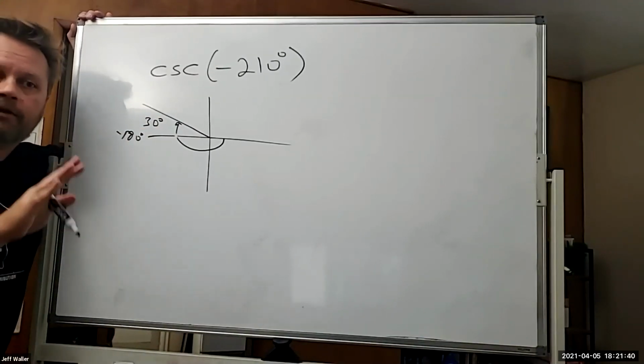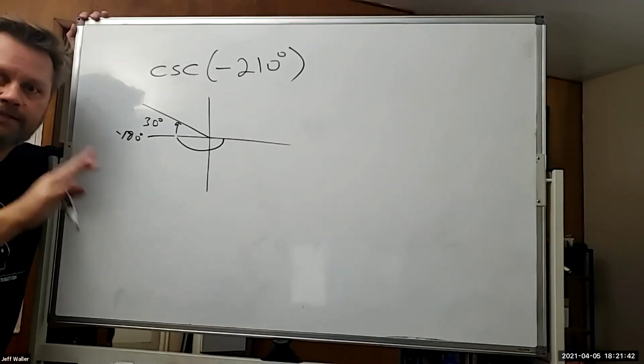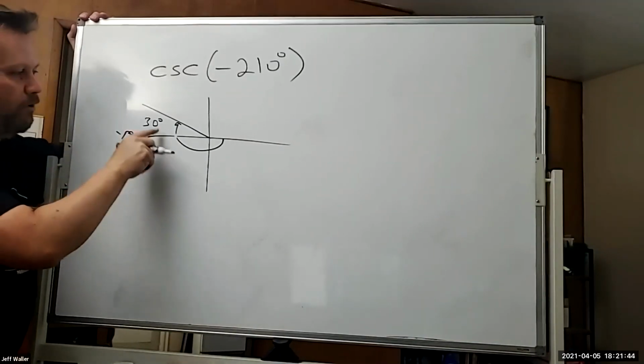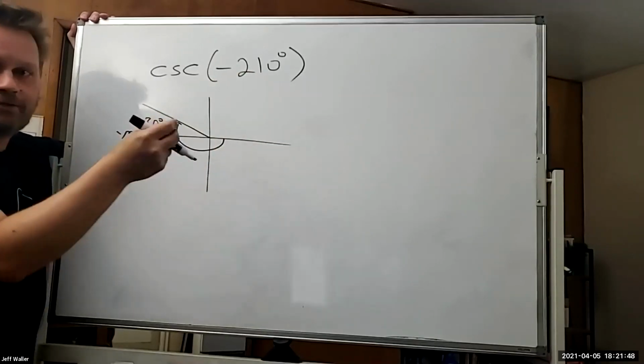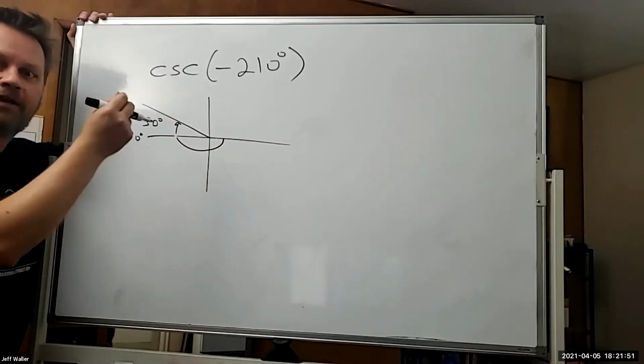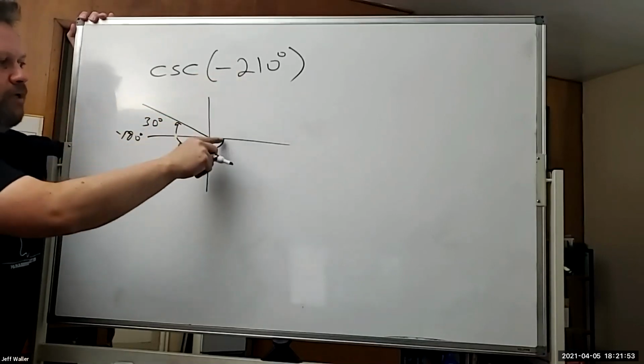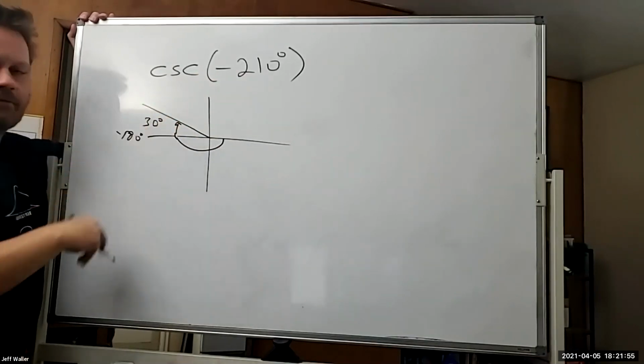And that's all there is to figuring out reference angles. That's it. How did I know to put it here? Because I knew it was 30 past 180 when I went to draw it. So I sort of figured out the reference angle before I drew it. It's 30 past 180. So I know where to put it.